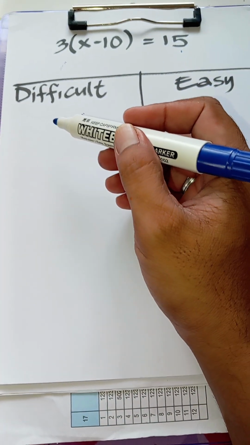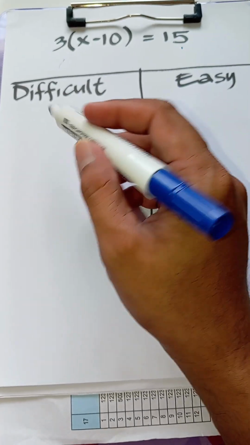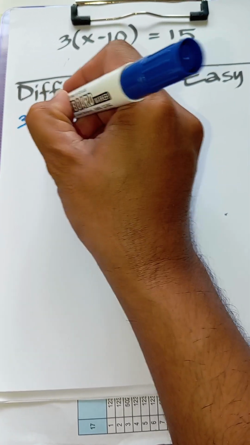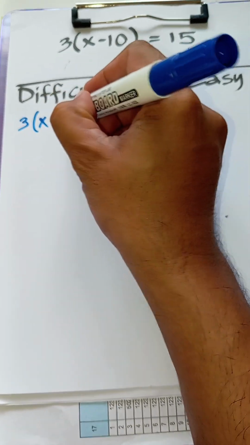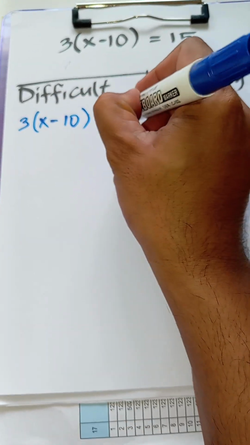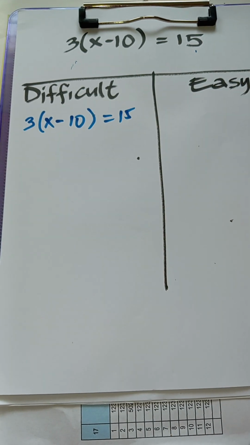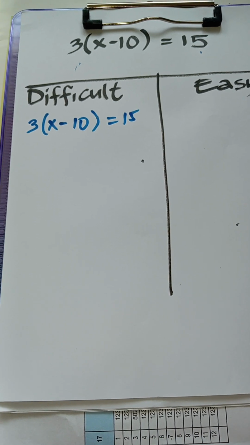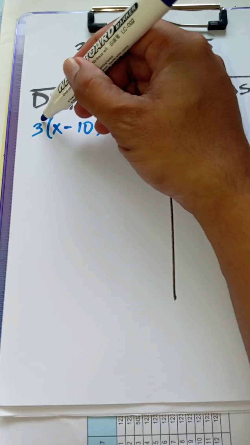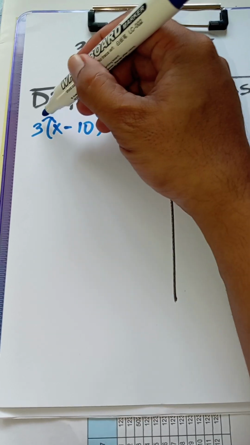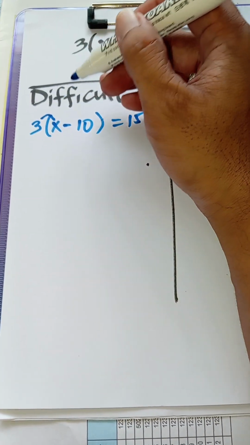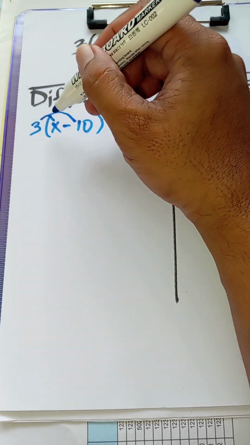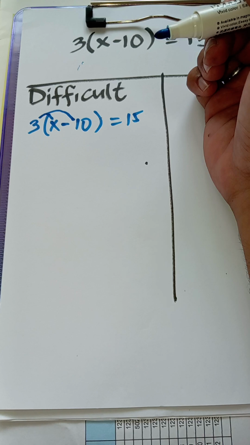Usually, we do it like this, in a difficult way. So we write 3 times the quantity x minus 10 is equal to 15. So the usual process is to multiply 3 by the terms inside the parentheses, 3 times x and 3 times negative 10.